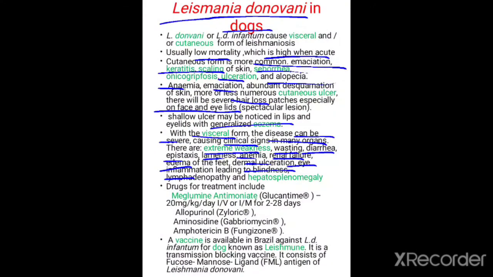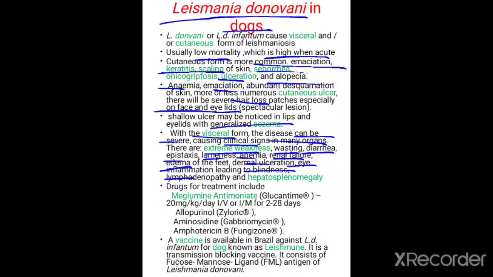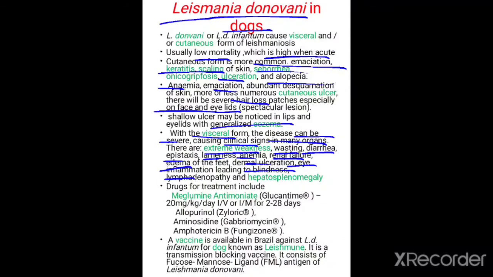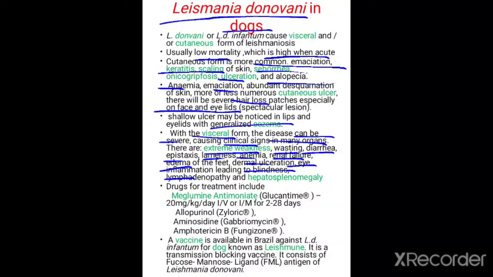Now let us come to Leishmania donovani in dogs. Leishmania donovani is responsible for causing the visceral and/or cutaneous form of leishmaniasis, which usually has low mortality. The cutaneous form, which is more common, includes emaciation, keratitis, scaling lesions, seborrhea, ulceration, and alopecia. Clinical signs such as anemia, emaciation, abnormal discoloration of the skin, and cutaneous ulcers are also noticed, and hair loss patches, especially on the face and eyelids, are more pronounced, and generalized eczema can also be seen.